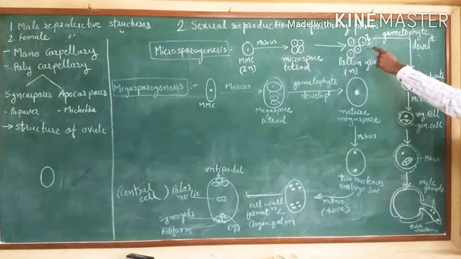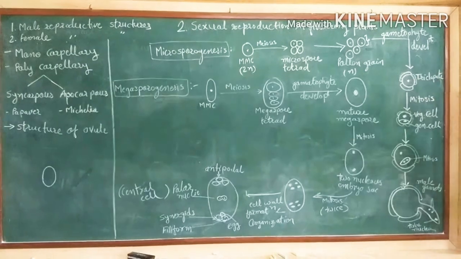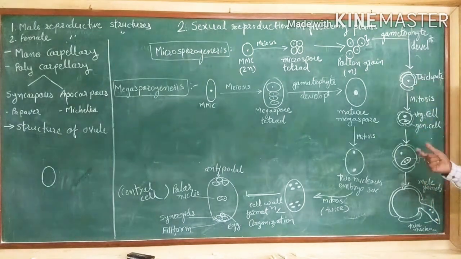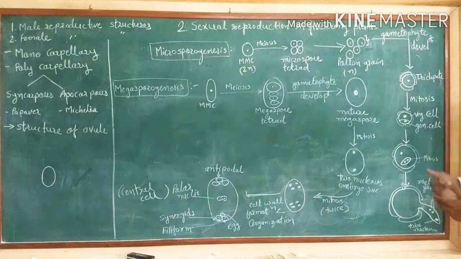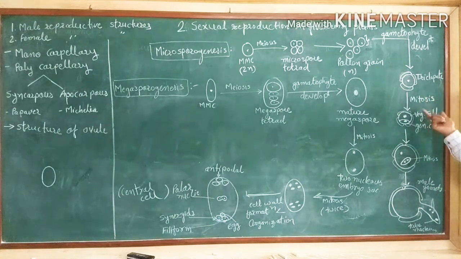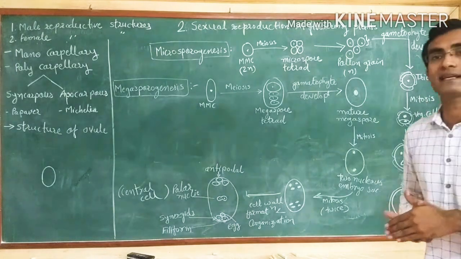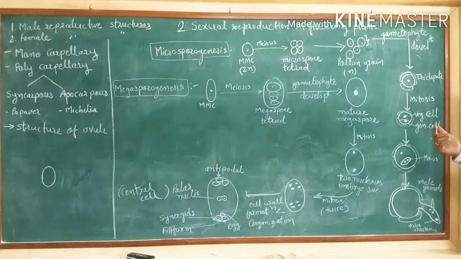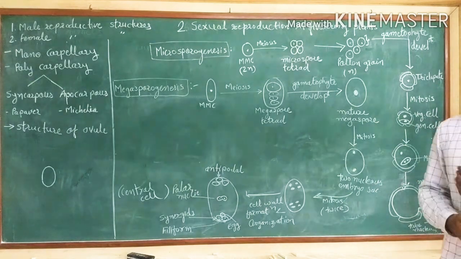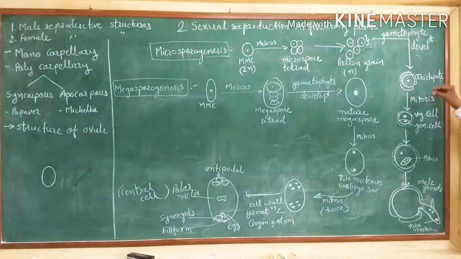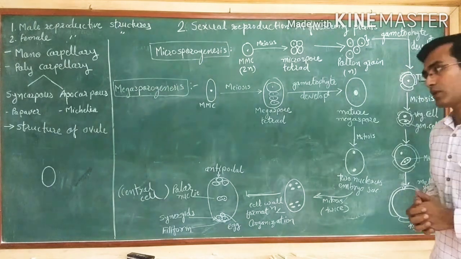So here I have shown one pollen grain. As I said earlier, the pollen grain has 2 walls, inner wall and outer wall, intine and exine. Exine is made up of sporopollenin. In this sporopollenin there is a gap, which we can see over here. It is called the germ pore.